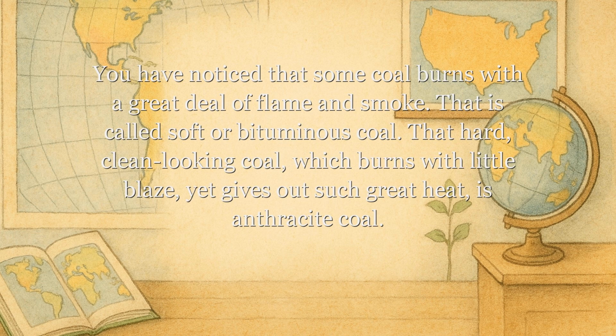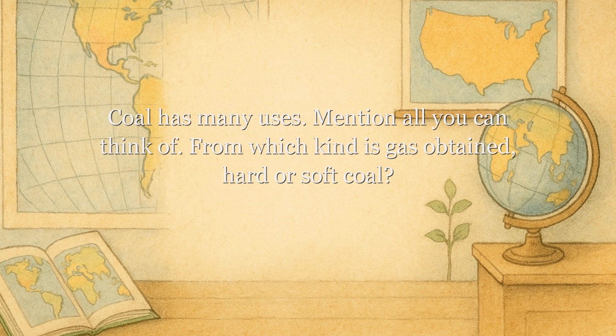You have noticed that some coal burns with a great deal of flame and smoke. That is called soft or bituminous coal. That hard, clean-looking coal which burns with little blaze, yet gives out such great heat, is anthracite coal. Coal has many uses. Mention all you can think of. From which kind is gas obtained, hard or soft coal?